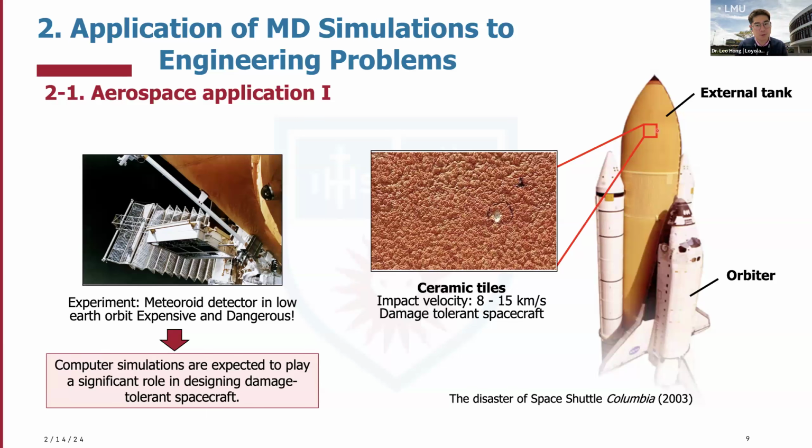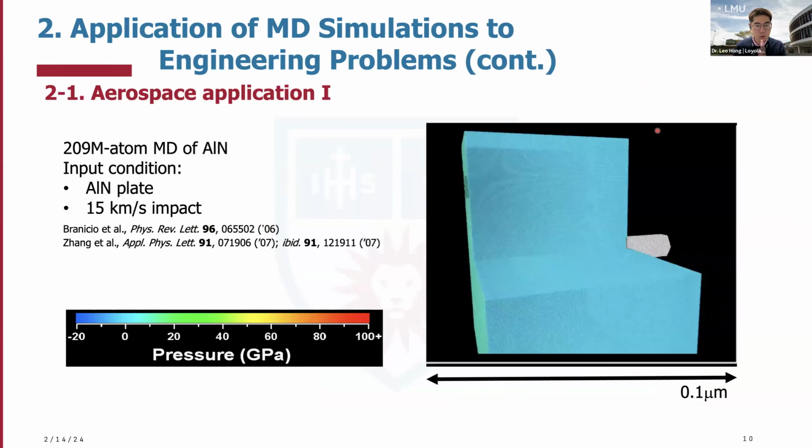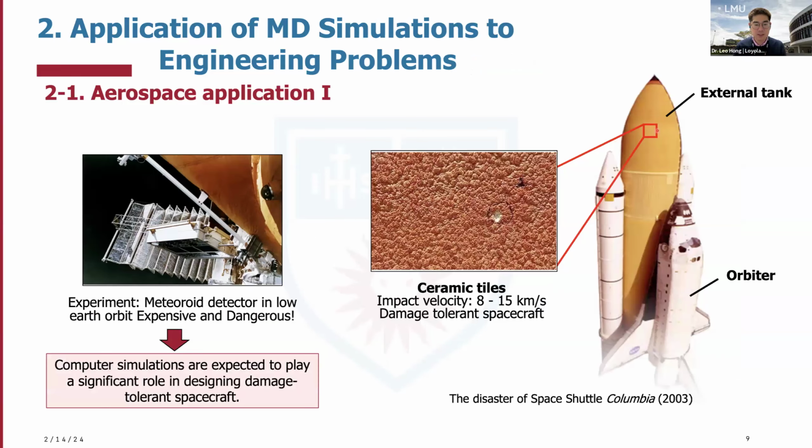If we want to do experiment for this one, this is extremely expensive, extremely dangerous. However, we are using computer simulation to simulate this kind of damage impact on the surface to learn how to better design materials like shape or dimensions or materials type. So next one, this one is showing the simulation, just reproducing this damage situation.